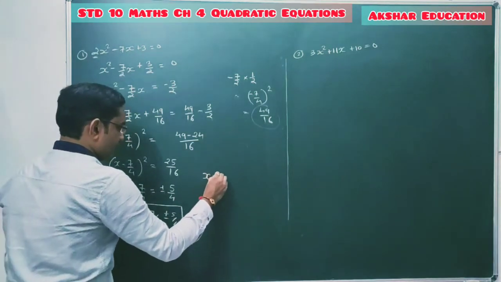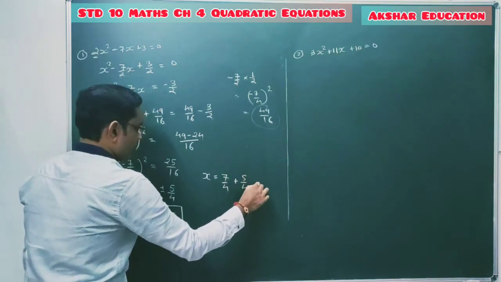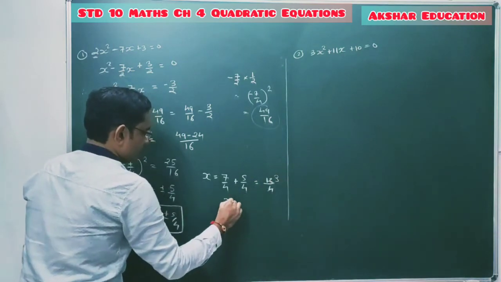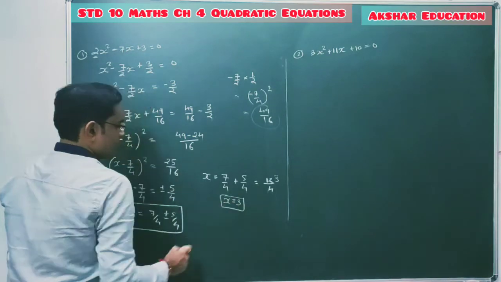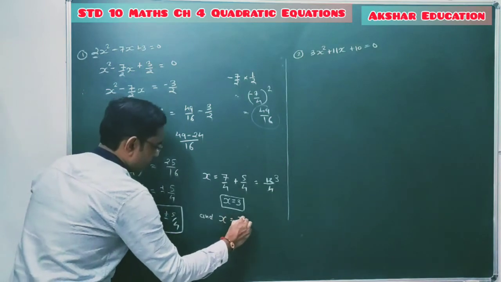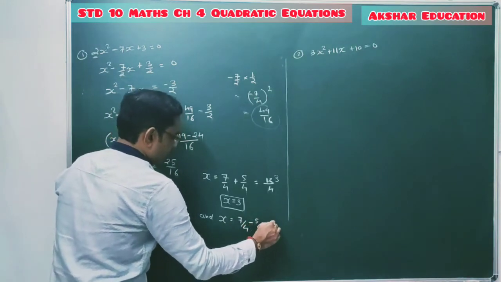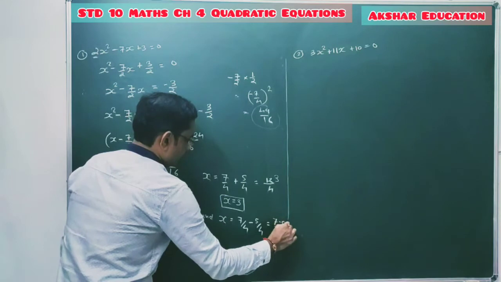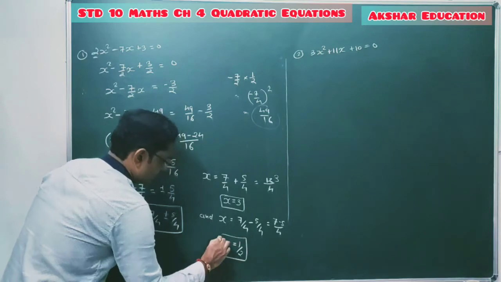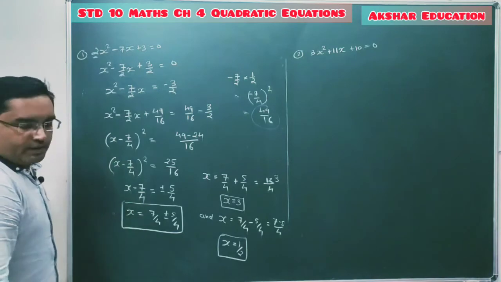So the solution is x equal to 7 by 4 plus 5 by 4. So 4 is the LCM, 12. So 4 3s are 12. So we are getting x equal to 3. And the second value of x is x equal to 7 by 4 considering the minus sign, so it's minus 5 by 4. LCM is 4. It's 7 minus 5, 2 by 4. So we are getting x equal to 1 by 2. These are the solutions of this quadratic equation by using the completing square method.